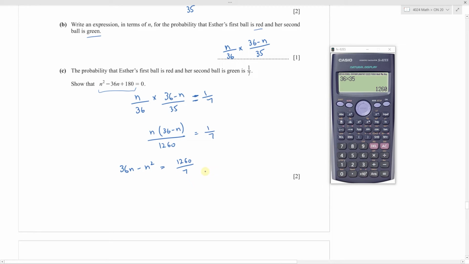So let's take everything to the right side. So on the left, you're left with 0. And then this will become plus n square minus 36n. And then 1260 divided by 7 is 180. So plus 180. So n square minus 36n plus 180 equals to 0. So that's what you had to show.